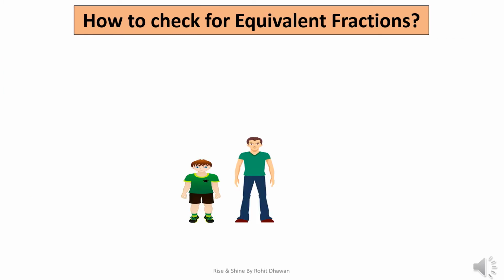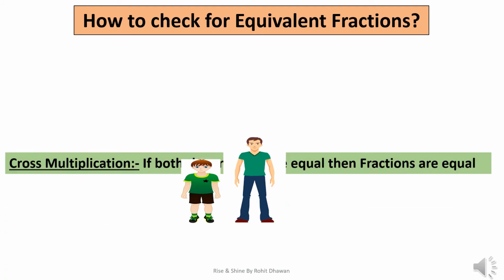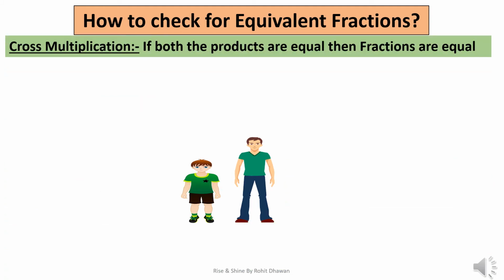Rohan told Vasu that he has fully understood the concept. He then asked Vasu, is there any way to find out whether two given fractions are equivalent or not? To this, Vasu replied that by cross multiplication we can find out whether the two given fractions are equivalent or not. Let us understand this with the help of an example.